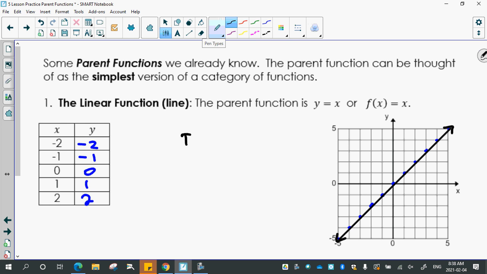And we want to say its domain and range. So its domain, all real numbers, and its range, lowest to highest, all real numbers.